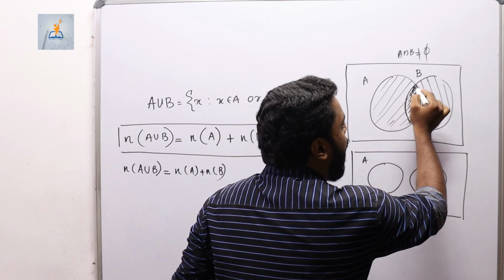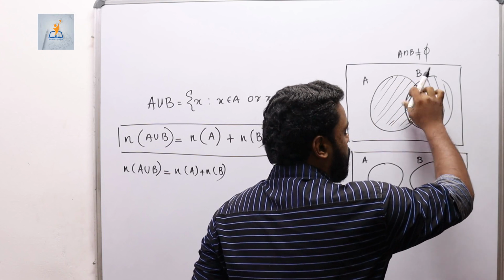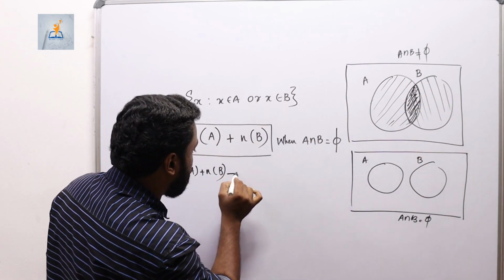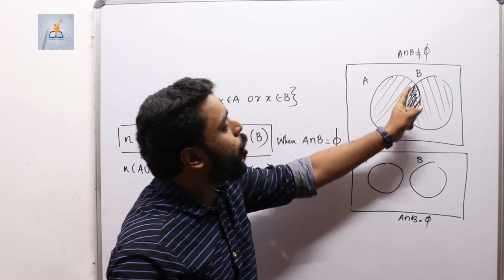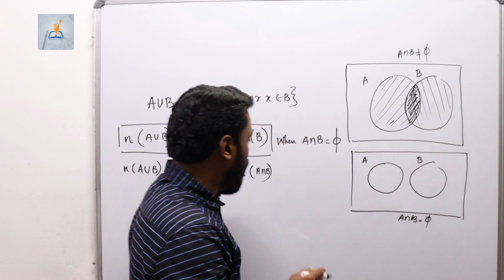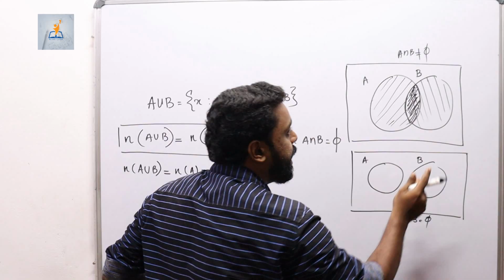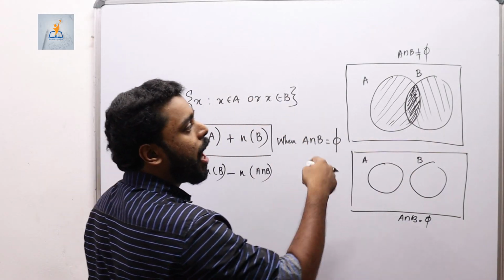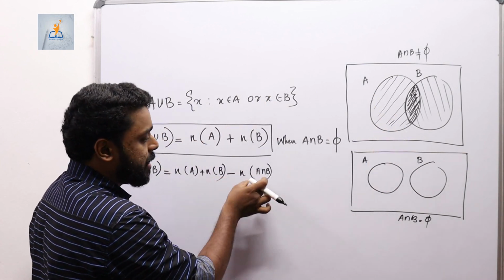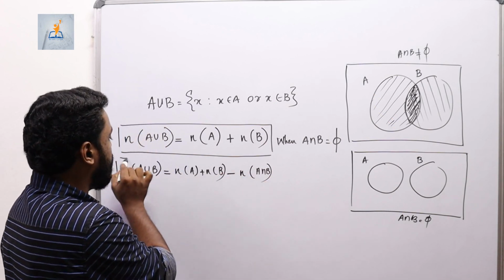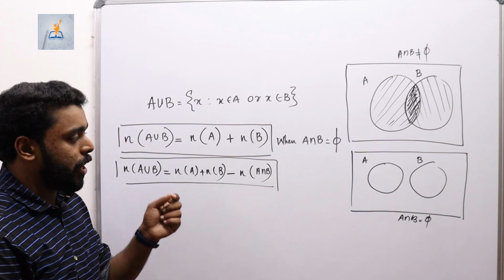So while calculating n of A and n of B and taking the sum n of A plus n of B, we are actually calculating this area twice. So we have to subtract this area once. So the result will be minus n of A intersection B. Why? Because when we take n of A plus n of B, we are adding n of A intersection B, the number of elements in this area, 2 times, isn't it? So we have to subtract 1 time from this sum n of A plus n of B, so that the exact answer will be n of A union B is equal to n of A plus n of B minus n of A intersection B.